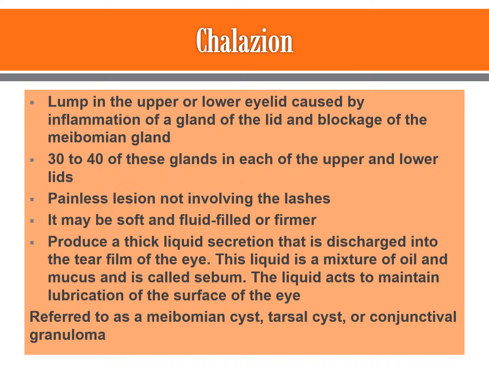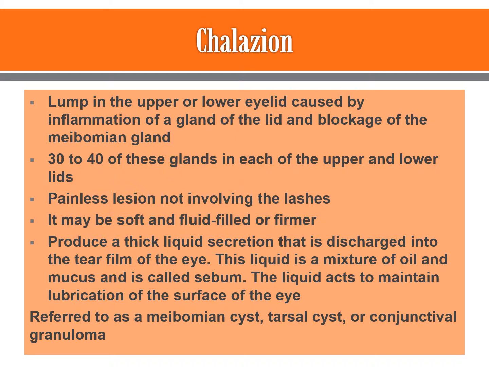gland of the lid. And it starts out as a very small red tender swollen area of the eyelid, and in a few days it does change to a painless slow-growing lump, probably around the size of a pea. The eyelid glands are called the meibomian glands, and these glands are known also to have about 30 to 40 of each in the upper and lower lids.